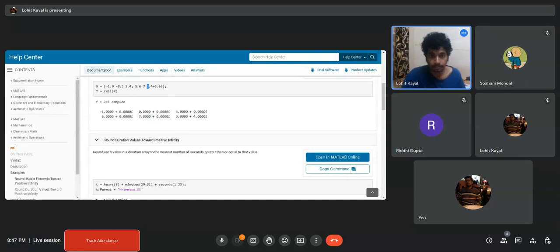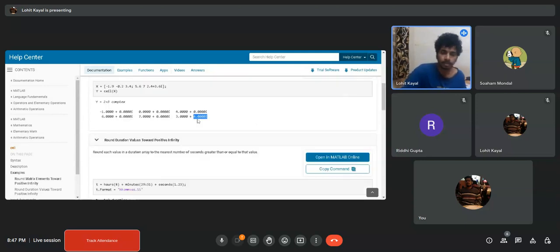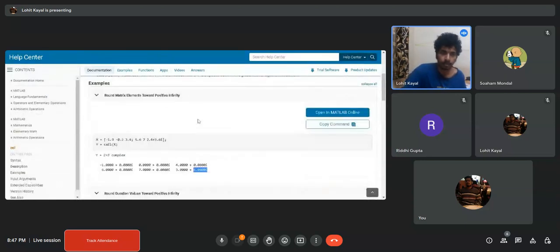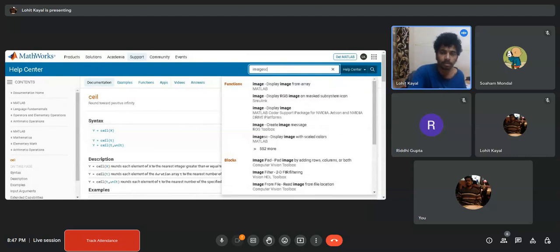In case of a complex number, it can be applied too, for example 3 plus 4i. Okay, so this is the basic idea for the CEIL. All right, so we can also see the imagesc as well.